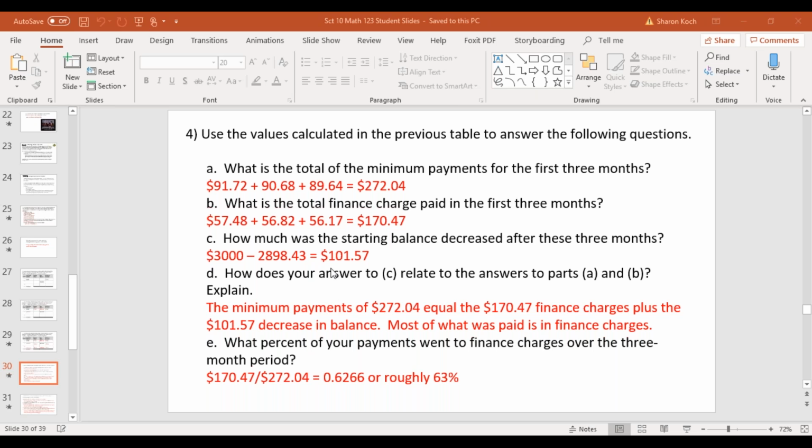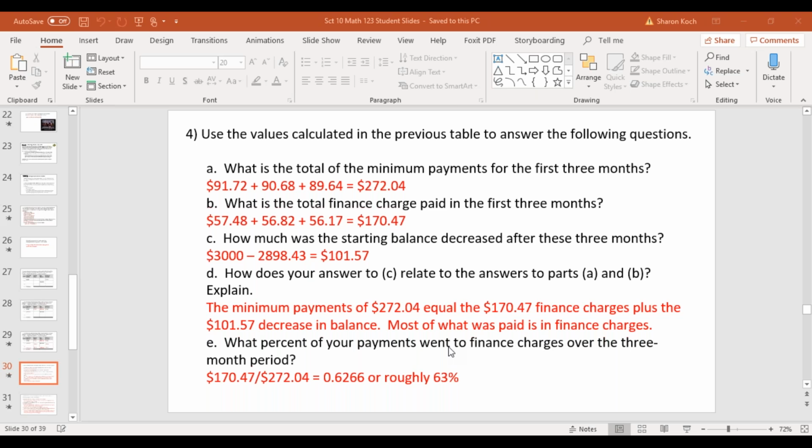Hint, hint. These would be some really good quiz or test questions. These are really good, especially part E. Let's take a look at E here: what percent of your payments went to finance charges over this 3-month period?